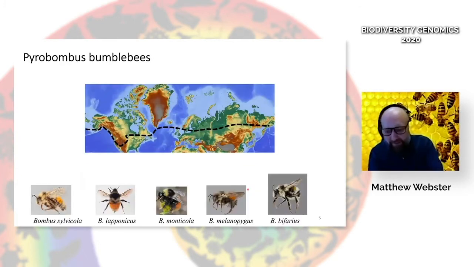I've been interested in applying some of this theory to understand the processes governing species diversity in this set of species, the Pyrobombus subgenus of bumblebees, which are distributed across Arctic and alpine environments.